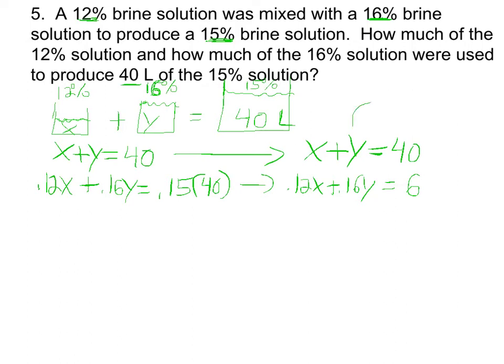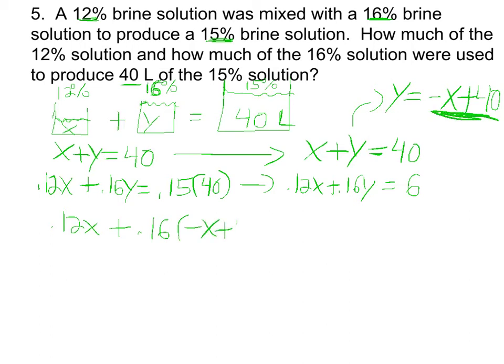So when I solve for this, I'm going to have y equals, well, when I move the x over, I have to subtract it. So it's going to be y equals negative x plus 40. Now that quantity, the negative x plus 40, I'm going to plug into this y. So it's going to become 0.12x plus 0.16 times y, which we figured out is this, negative x plus 40. And then this equals 6. You can already see how this is a lot of work. This is a lot of thinking going on.